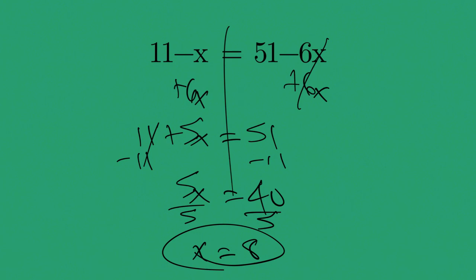No distribution, no combining like terms. We got the variables on one side, constants on the other. Use that addition subtraction step there. Now there's our division step of 5. 40 divided by 5, positive 8. Love it when these answers come out to be nice, clean integer numbers. It's pretty nice. Not always the case, and that's okay.